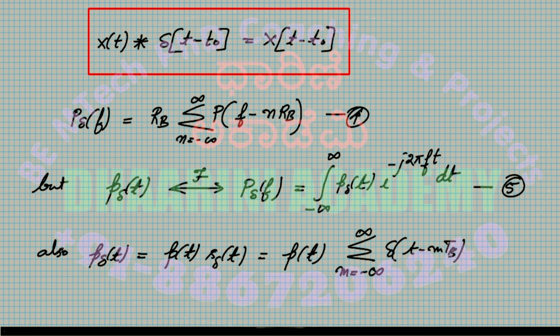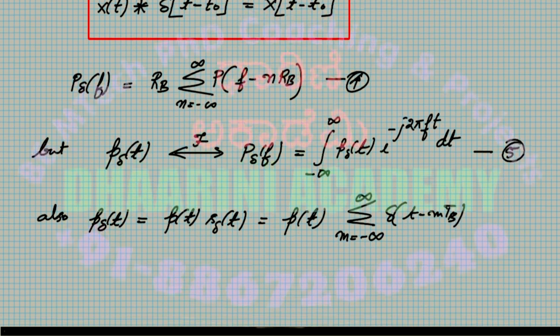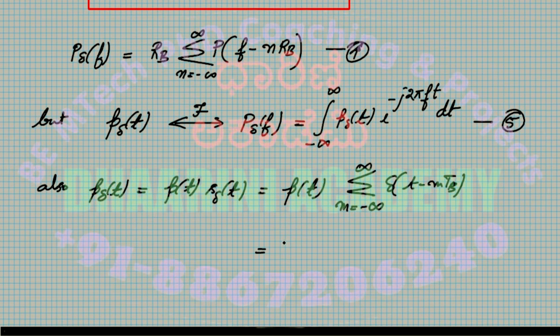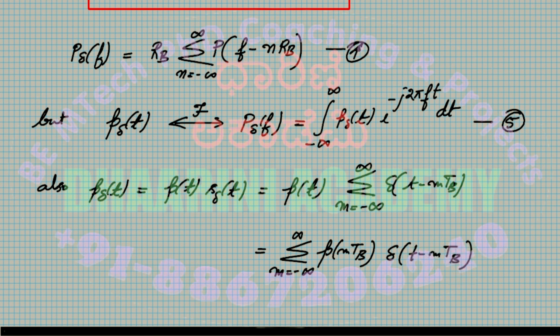So once again, we use the same property over here. I try to bring the P of T inside, right? Because P of T gets shifted to m Tb now. So that means I can write this as, it is a multiplication, it is not convolution, so I have to apply this. This means m is equal to minus infinity to plus infinity, P of m times Tb into delta of T minus m times Tb. It's not convolution, so I cannot do what I did earlier. I have to do this only, no other option. So this is equation number 6.